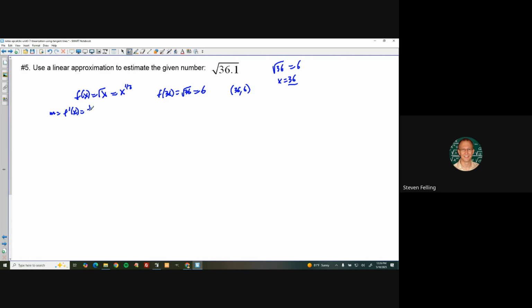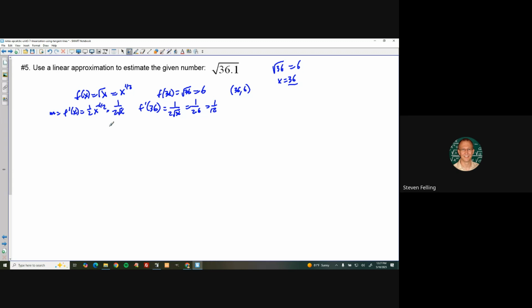For the slope, we're going to need the derivative of this function. So that is 1/2 x to the negative 1/2, or 1/2 square root of x. And if I evaluate that derivative at the centering value of 36, where we're putting the tangent line directly on the function, it's going to be 1/2 times the square root of 36, which is 1/2 times 6, which is 1/12.